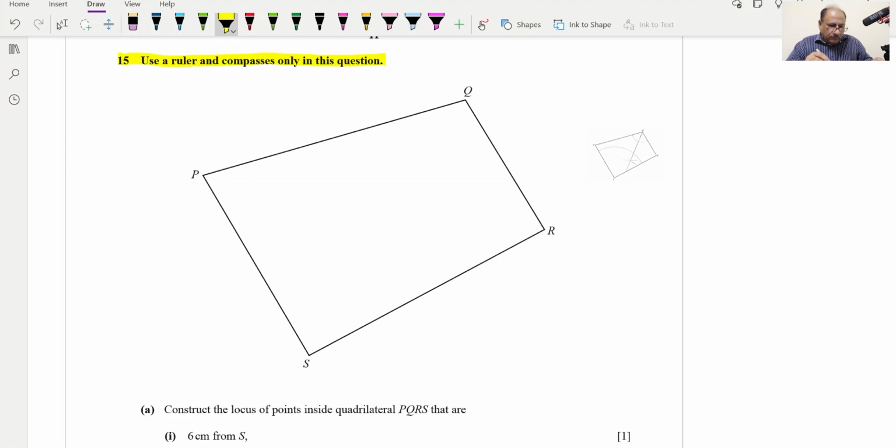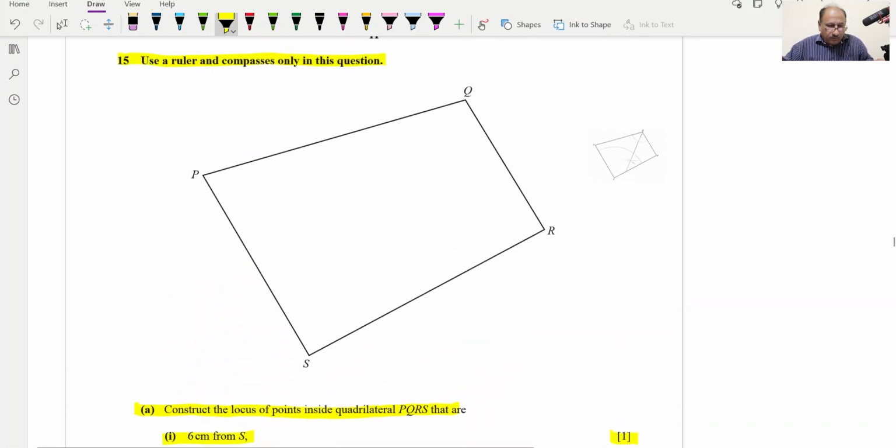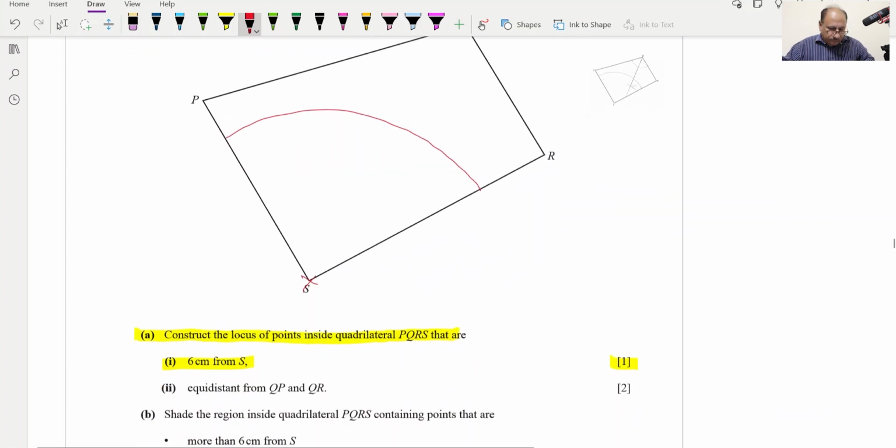So they are saying A part, construct the locus of the points inside quadrilateral PQRS that are 6 centimeters from S. This is 1 mark. First of all, you will put your compass over here at S, and you will draw an arc, which I'm drawing roughly, but I will show you the accurate drawing also. Roughly this is 6 centimeters from S, and now this first step is done.